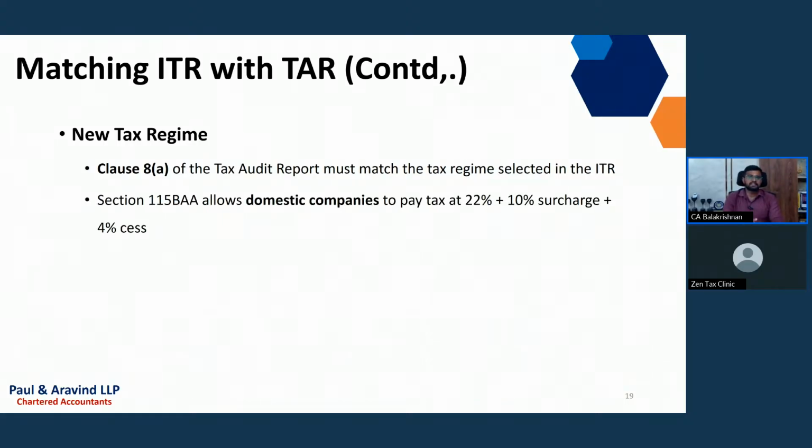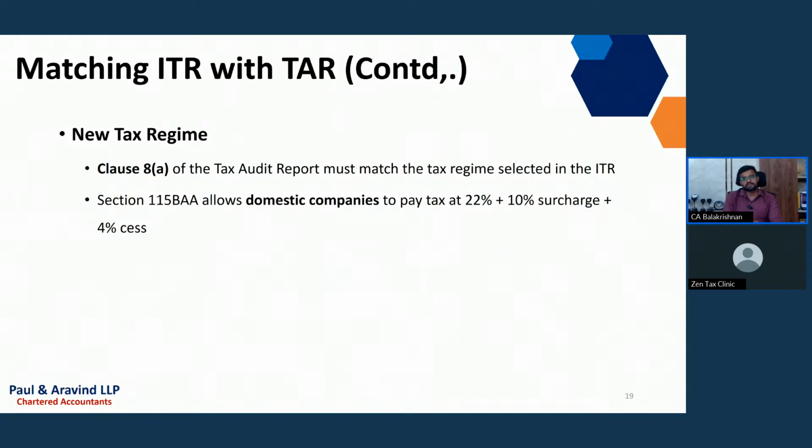Generally, section 115BAC is available for individuals, which gives a beneficial tax slab rate for paying income tax. The same case for companies: section 115BAA is available only for domestic companies, which can pay tax at the rate of 22% plus surcharge of 10% and 4% health and education cess. The effective rate of tax comes to 25.168%. Why is it beneficial?